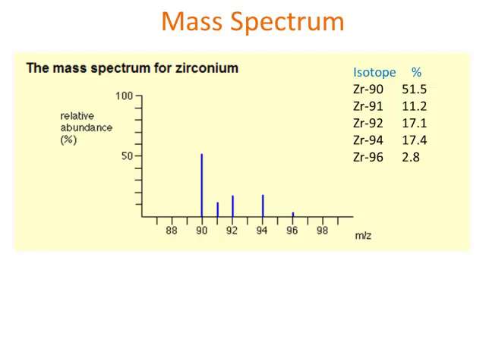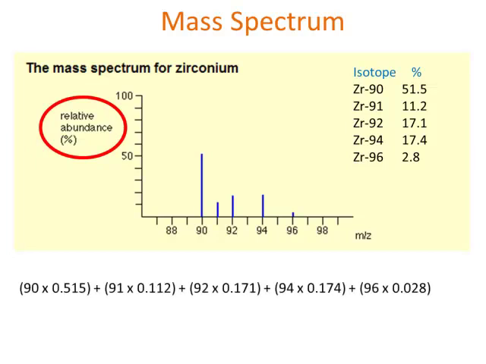Sometimes you're lucky enough to be given the relative or the percent abundances already. You're ready to calculate the average atomic mass with the isotopic masses and the percent abundances given.